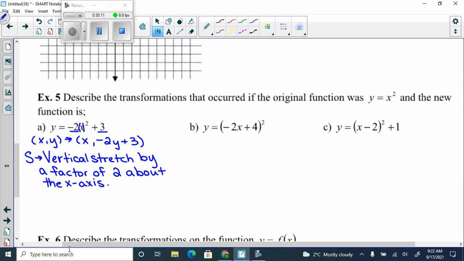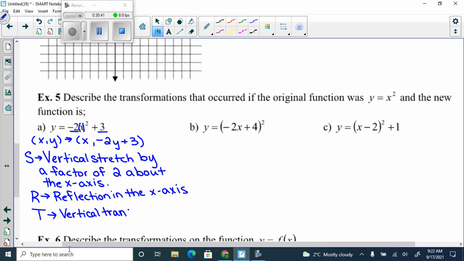And it's not negative 2, right? Because the negative is actually a reflection in the x-axis. It's always the opposite. So those all affected y's, so they're all going to be in the x-axis. And then my translation, going back a couple days, this is a what translation? Vertical translation.